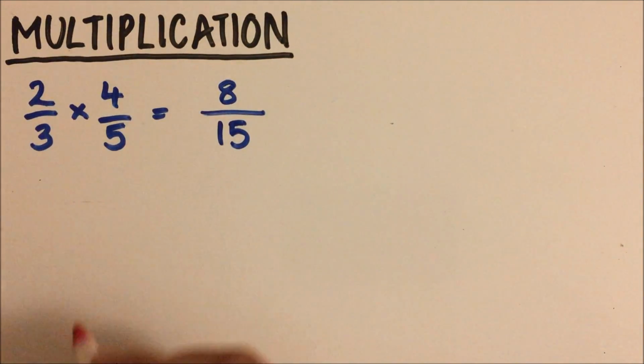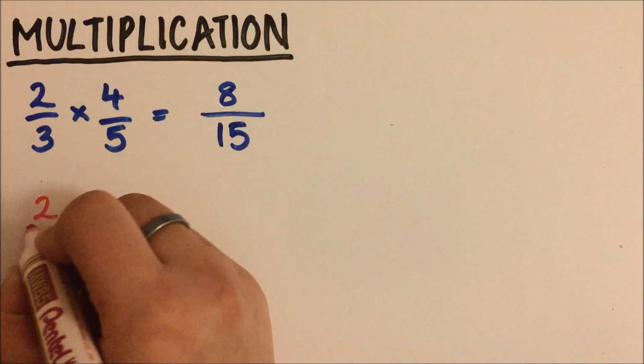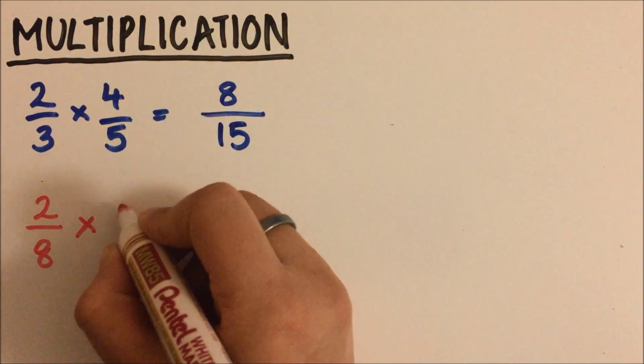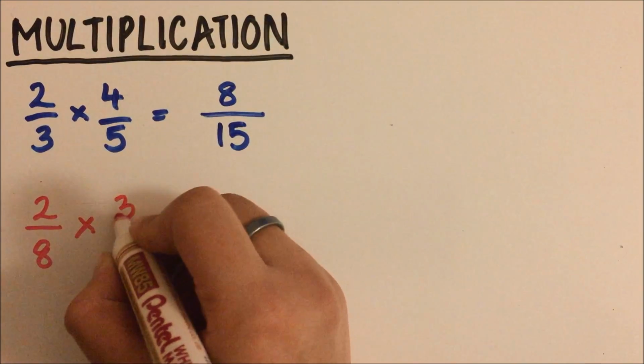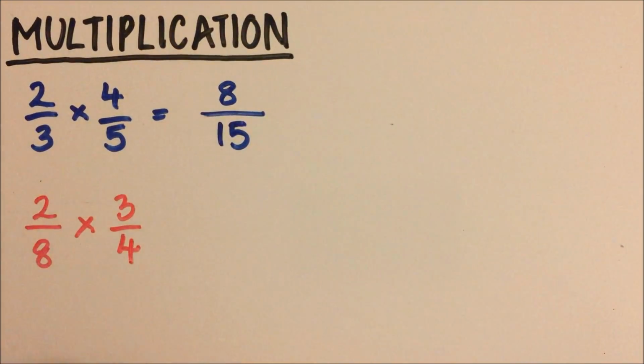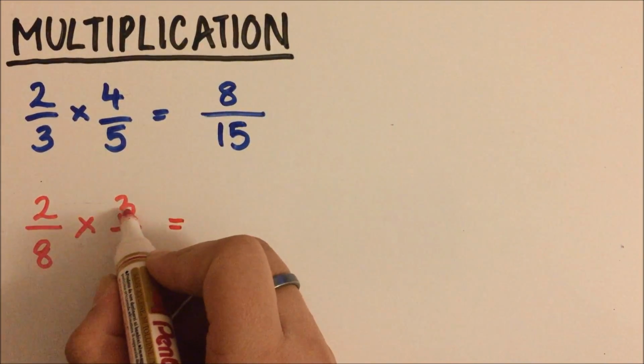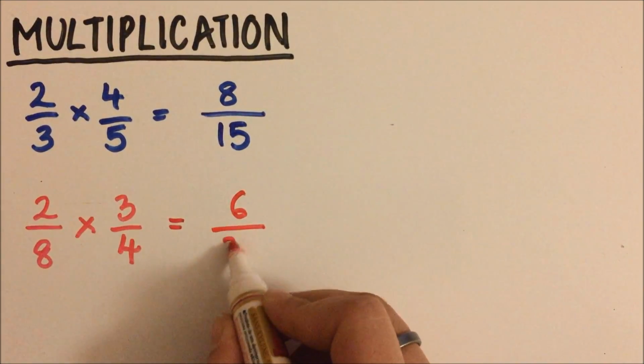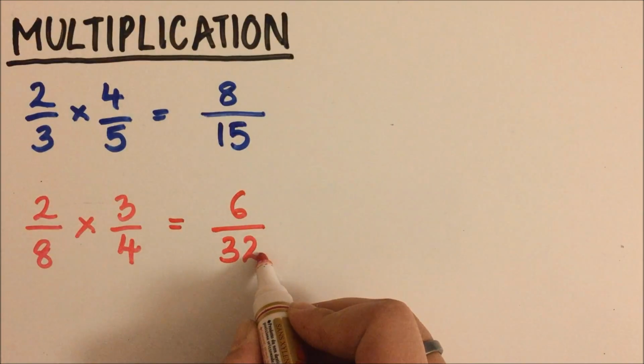Let's look at another example. So we can have 2 over 8 times 3 over 4. So it will be 3 times 2, which is 6, and 8 times 4, which is 32.